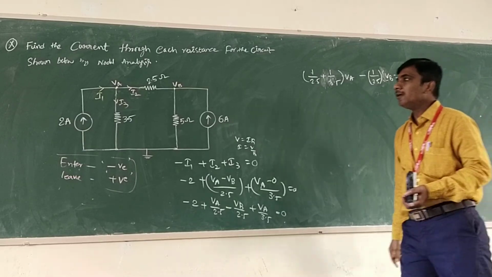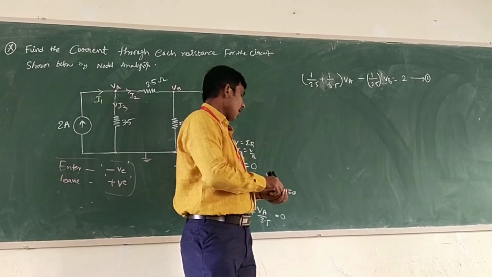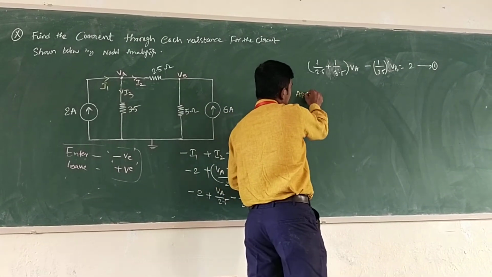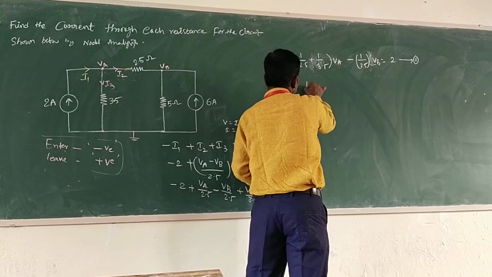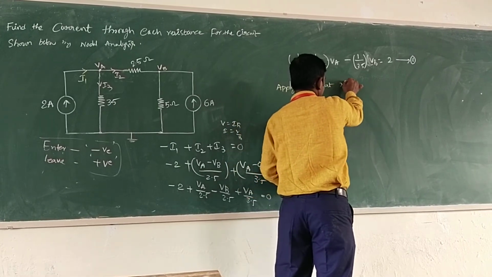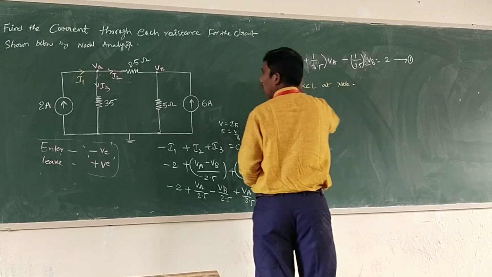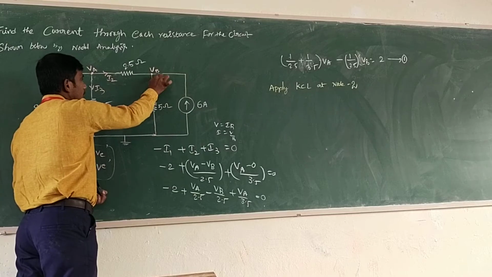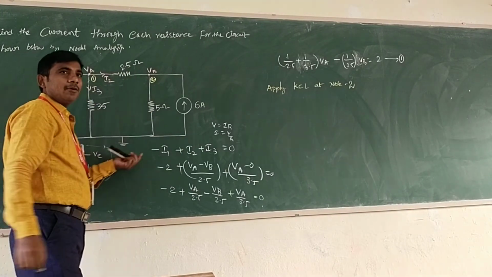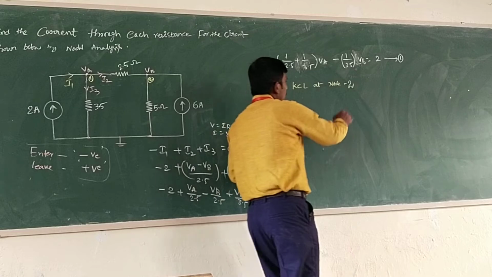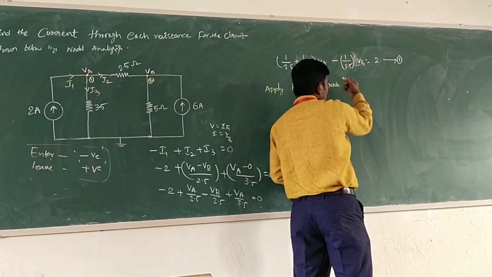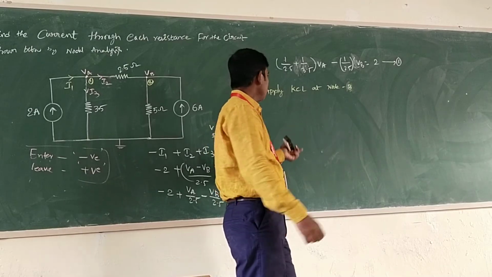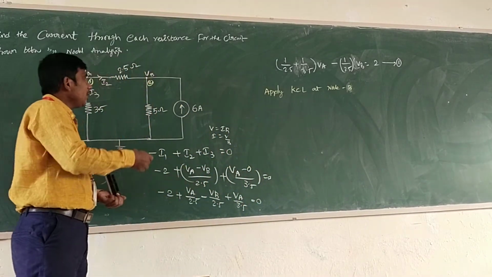Now similarly we apply KCL at node B. Node B or node 2. Assume that this is node 2, this is node 1, or A node, B node. We can assume node 2 or node B. Whatever naming convention you take, we have to follow it throughout the circuit. Now apply KCL at node B.